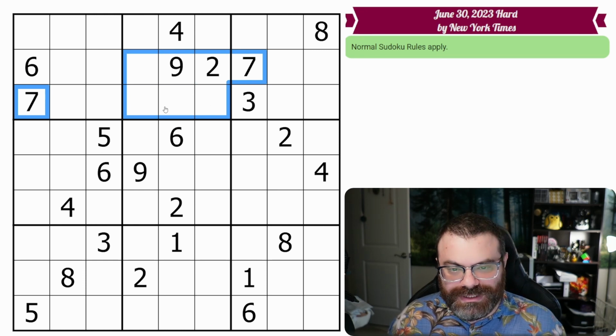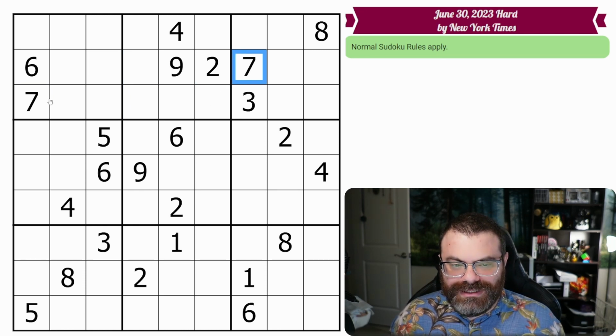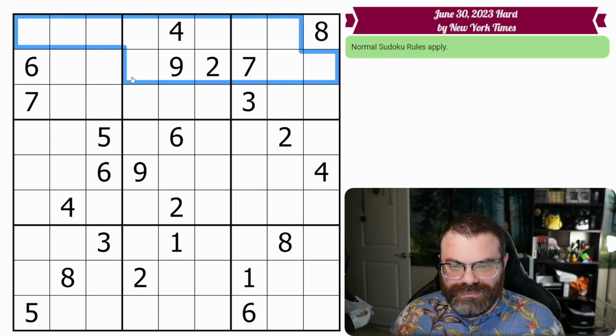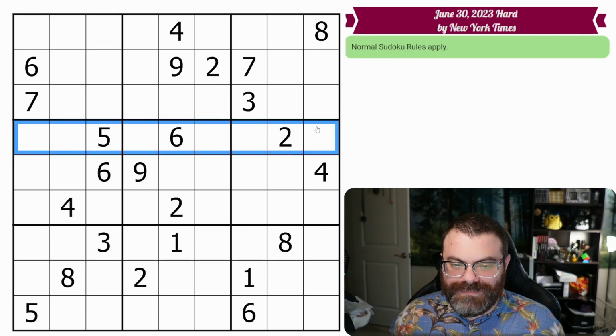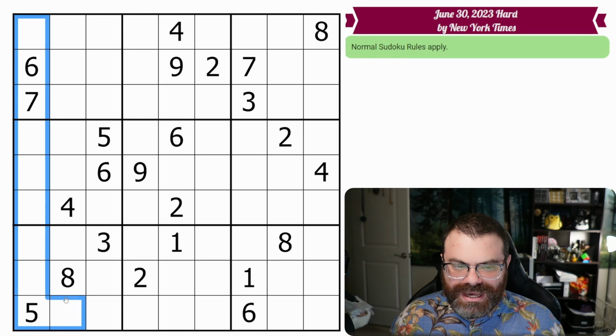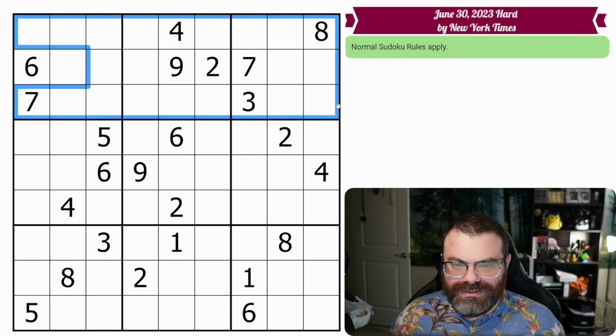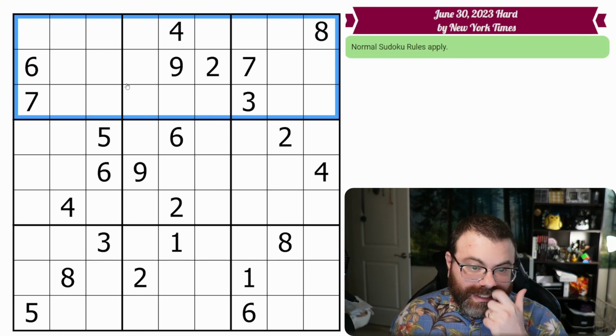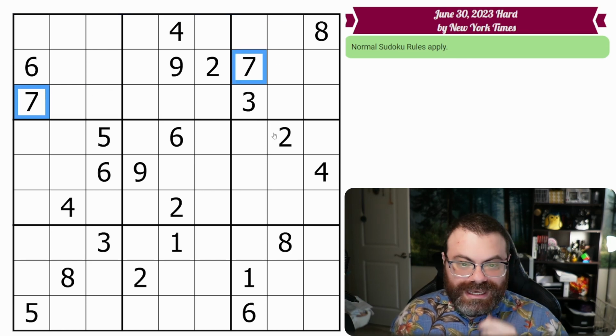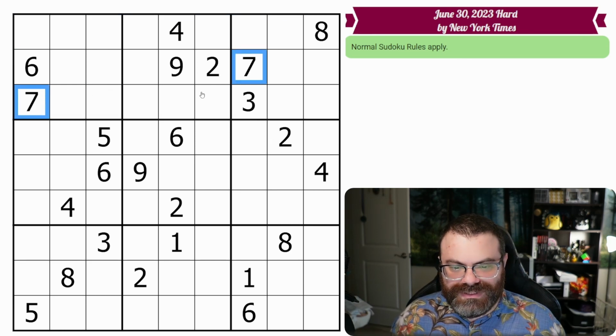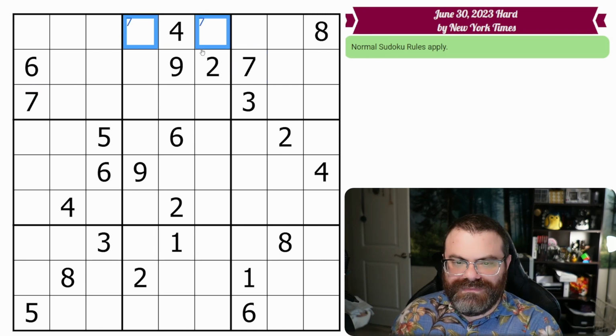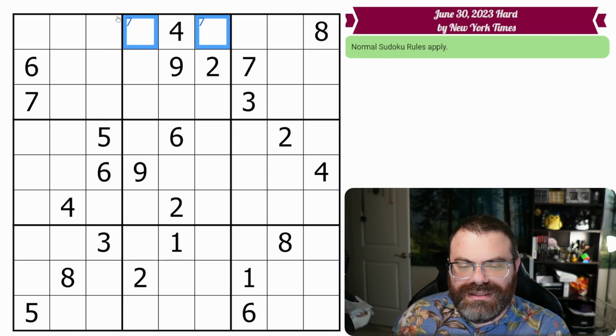I like to start the puzzle off by going through what I call, and I'm not the only one who calls them that, bands and stacks. A band is three rows that share a box, basically a row of three boxes. A stack is a column of three boxes. And I'm looking for digits that match up, like the sevens. I look at the box that they aren't in, and then I corner mark sevens in the only place they can be in that box.